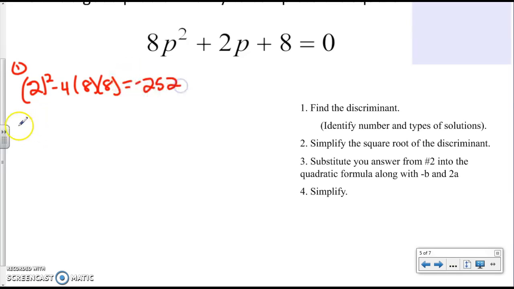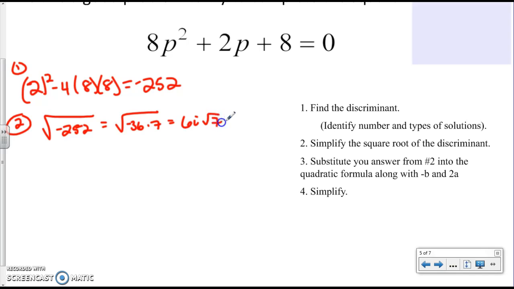So I know I'm going to have some imaginary numbers here because that's negative. So we're going to go ahead and see if we can break that down. 252 breaks down to 252 divided by 36, I believe. Should work. So this is the same as the square root of negative 36 times 7. So I get 6i root 7. And then I'm going to go ahead and plug it into the quadratic formula for the rest of the problem.